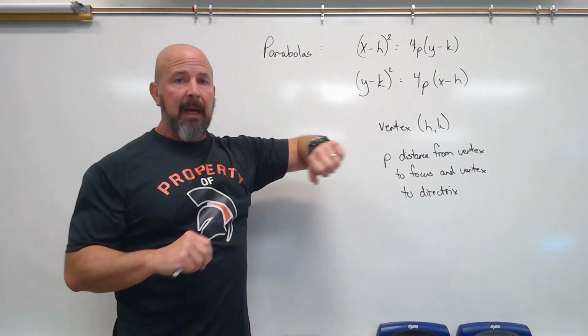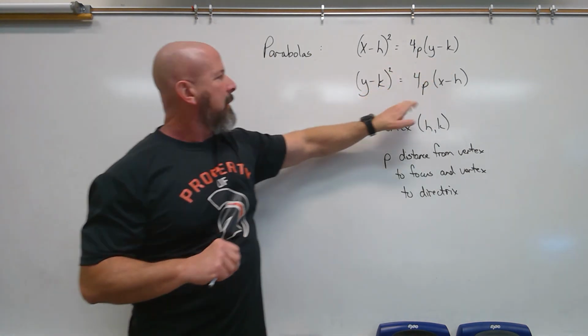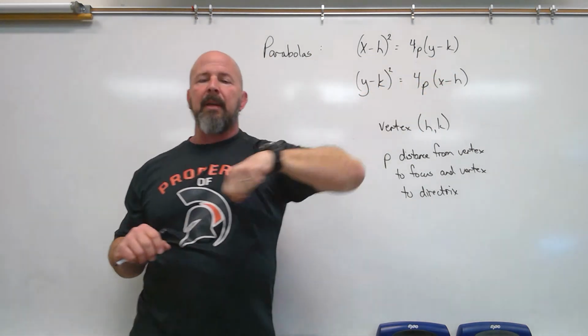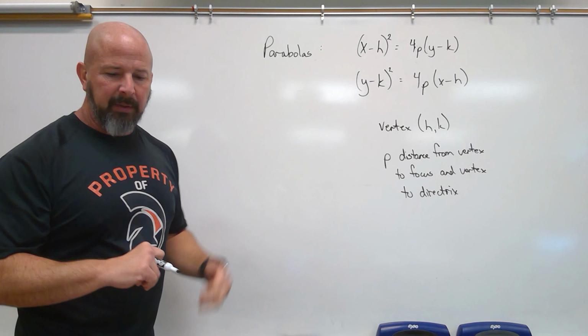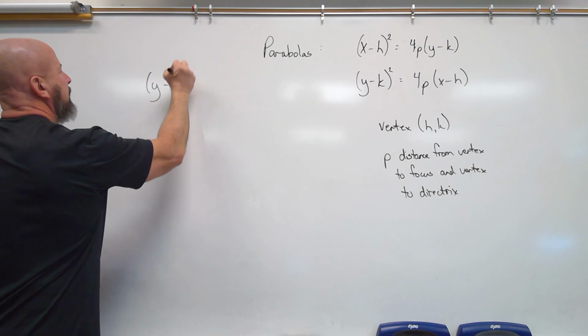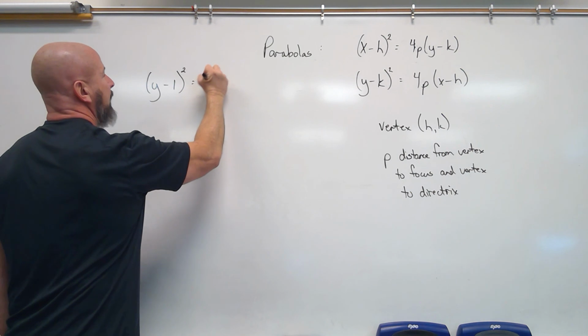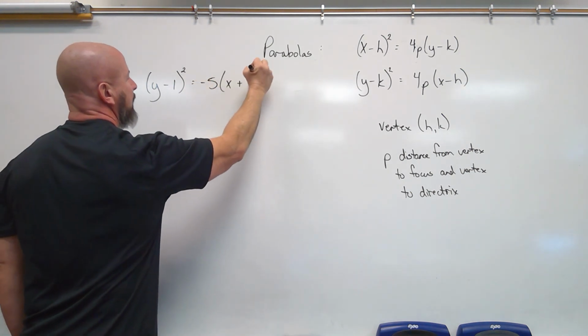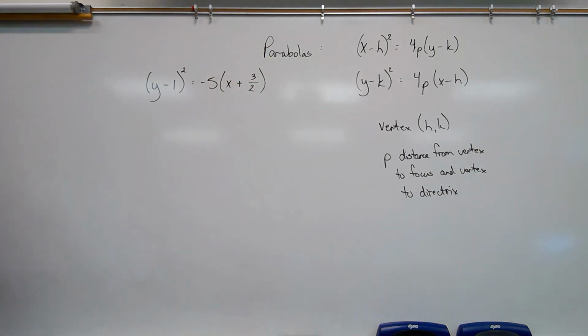So first off, I know it's a parabola, only one variable squared. Here the x is squared, not the y. Here the y is squared, not the x. So let's look at just a general one here. Let's say that we have y minus 1 squared equals negative 5 times x plus 3/2. So just trying to get some ones up here with fractions. Fractions are sometimes kind of a pain.